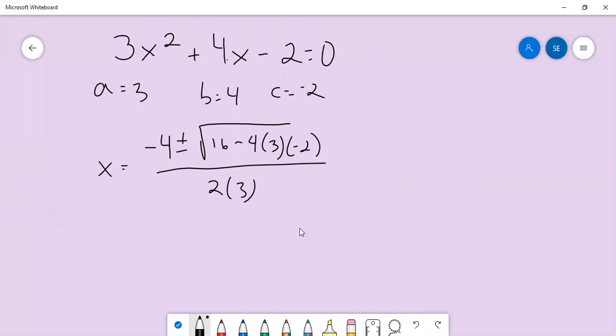So these are going to be our x values. Again, x is equal to negative 4. We're just going to go through the steps of simplifying this. Square root of 16 minus, we'll put 16. 4 times 3 is 12, times negative 2 is negative 24, and negative is positive. This becomes plus 24, all over 2 times 3, which is 6. Okay? 16 plus 24 is 40.